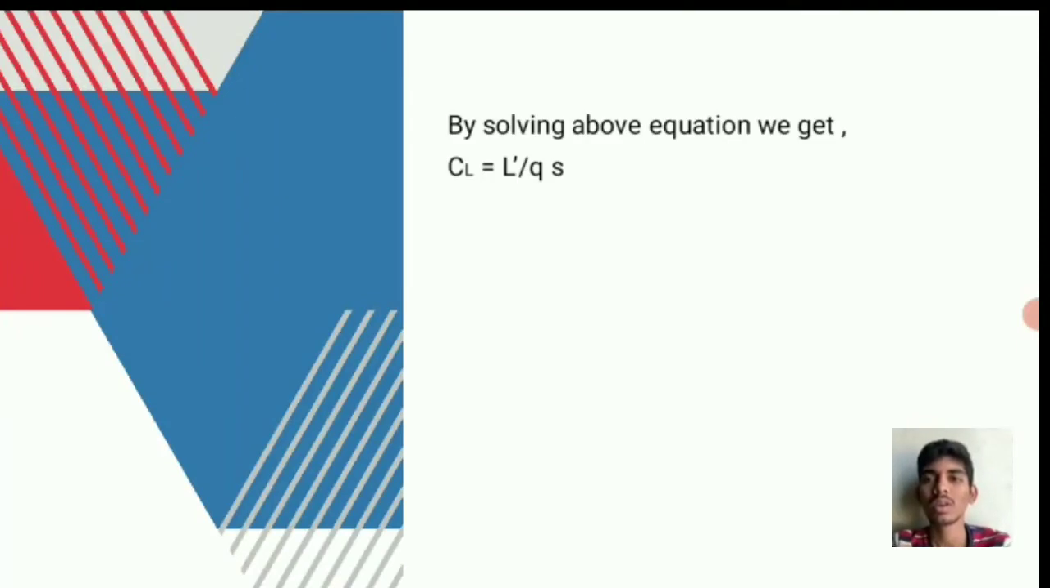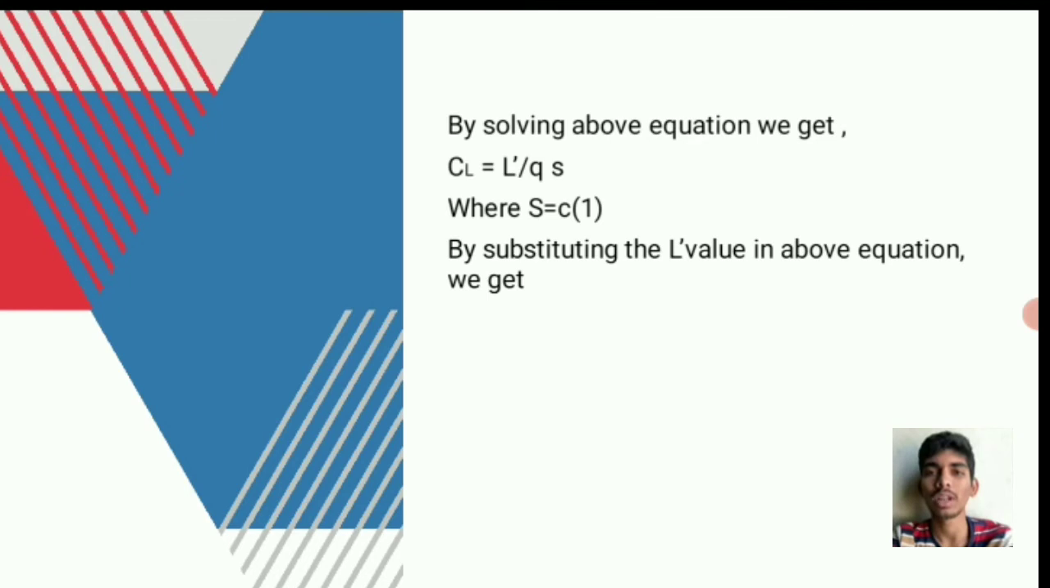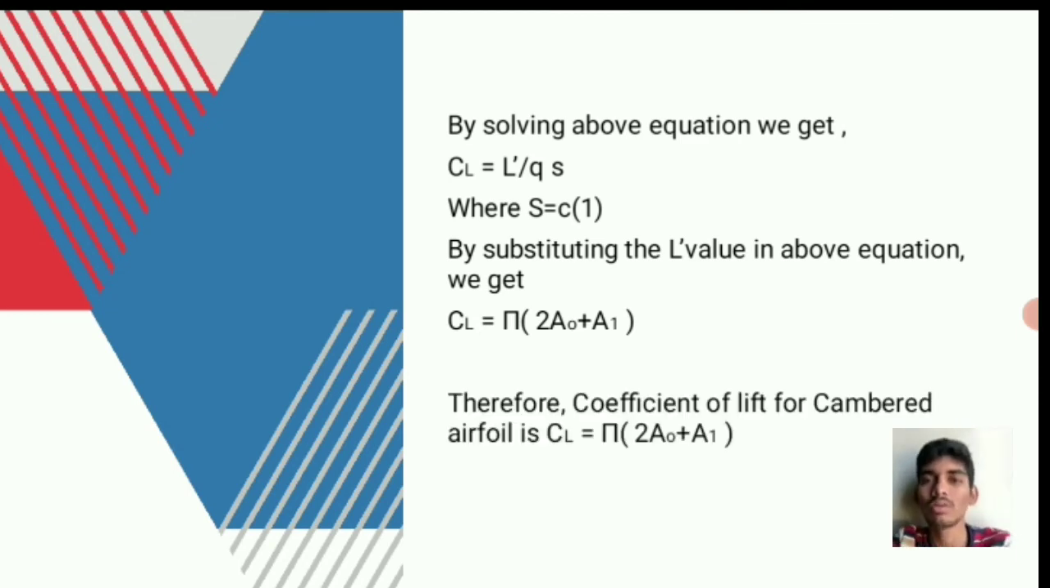And next, by solving the above equation, we get CL equal to lift per unit span divided by dynamic pressure times area, where S is equal to c times 1, and by substituting the lift per unit span value we get CL equal to pi (2 A0 plus A1 plus 2 alpha). Therefore the coefficient of lift for a cambered airfoil is CL equal to 2 pi (alpha plus A0 plus A1 by 2).